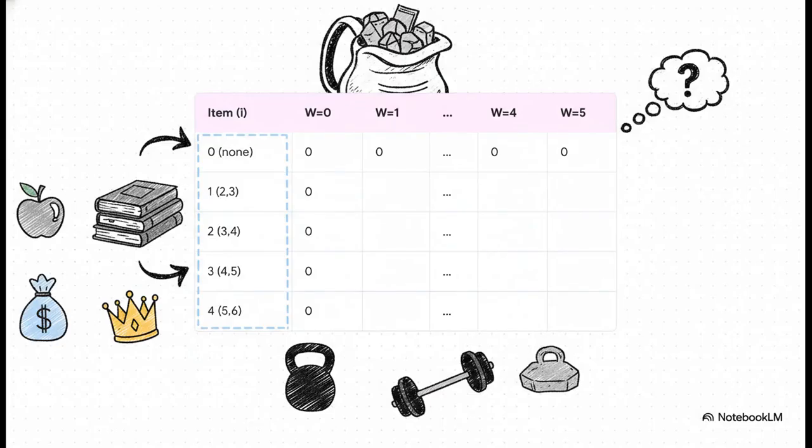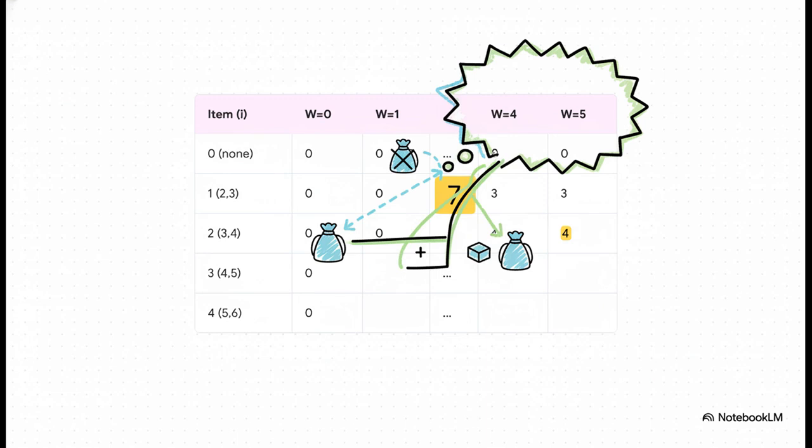So we start by setting up this grid. The rows, those are the items we're considering, starting with none at all. The columns, that's every single possible weight for our knapsack, from 0 all the way up to our max, which is 5 in this example. And that first row and first column are all zeros. That makes sense, right? With 0 items or 0 capacity, the max value you can get is, well, 0. And now the magic starts.